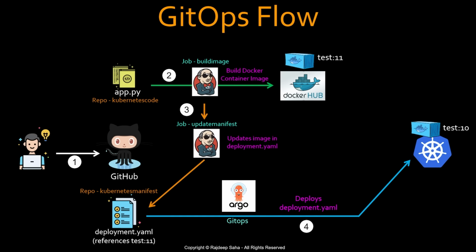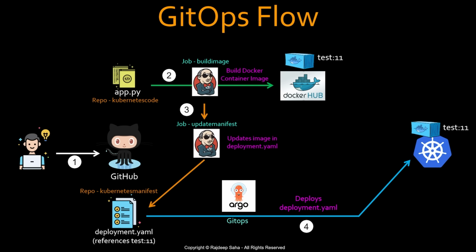So ArgoCD will detect that, and then it will terminate the container with the older tag and then create the container with the newest tag. The Jenkins jobs that is building the Docker container image and updating the manifest file is the CI or continuous integration, and the GitOps that is deploying the deployment file into Kubernetes cluster is the CD or continuous deployment part.